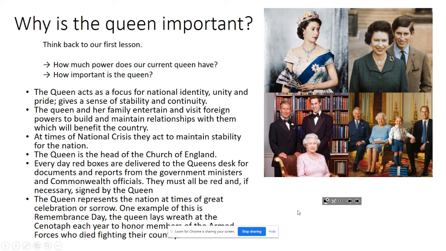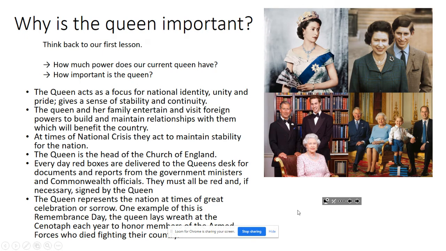So the Queen will go to different countries, or other countries will come to the Queen, and they represent business, and they then create trade agreements between the two countries. At times of national crisis, they act to maintain stability for the nation, so the Queen will speak to the nation like she did at the beginning of this COVID outbreak, like she would do on matters of mass national security.